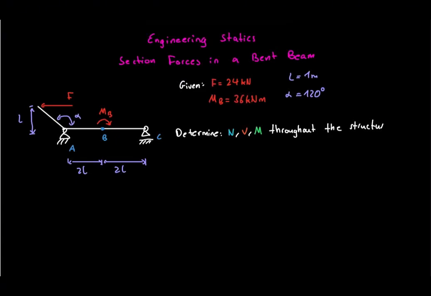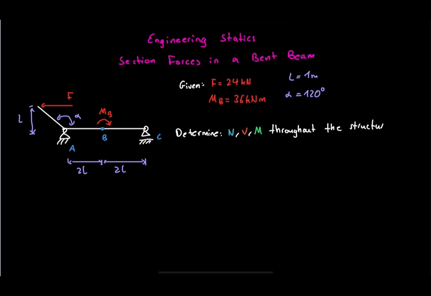Today we solve section forces in a bent beam. This problem is more advanced than the previous straight beam example because the structure contains an inclined member, a horizontal member, and an externally applied couple. The force is 24 kilonewtons. The applied couple at B is 36 kilonewton meters clockwise, and the reference length L is 1 meter. The inclined arm makes an angle of 120 degrees with the positive horizontal direction.